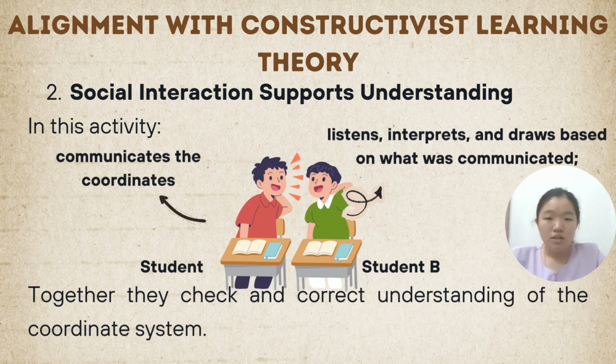The second one is that social interaction supports understanding. In this activity, student A needs to communicate the coordinates to student B. Meanwhile, student B needs to listen, interpret, and draw based on what has been communicated by student A. Lastly, together they check and correct their understanding of the coordinate system.